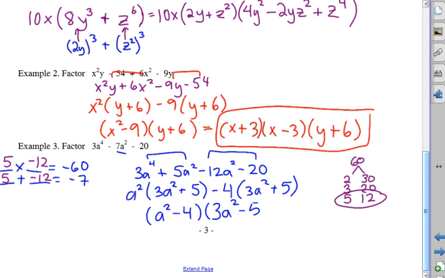Are we done? Thank you. Difference of squares. Oh, thank you. There you go.